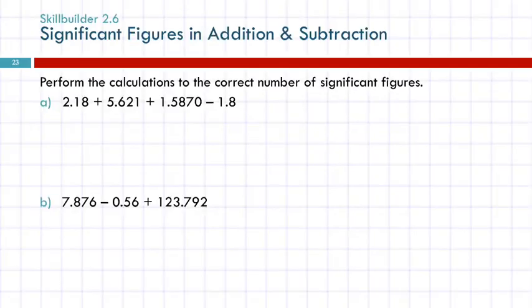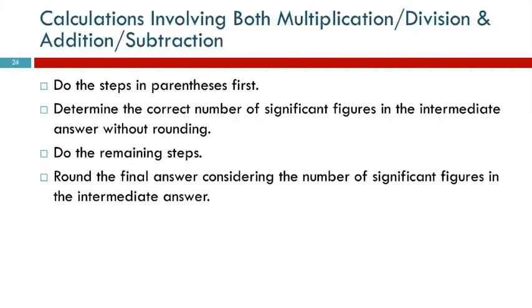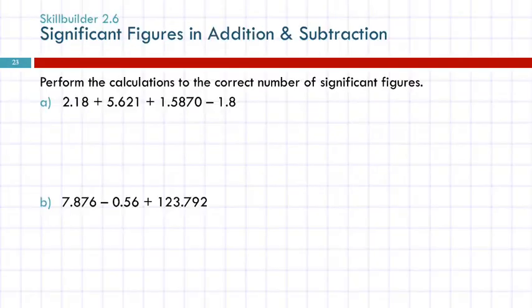Okay, so let's do these examples. So we're going to add these together, and we're going to get an answer. Well, we're not going to add them. We're going to do the stated operations because there's a subtraction in there. So 2.18 plus 5.621 plus 1.587 minus 1.8. 7.588 is what my calculator tells me. So I write that down.